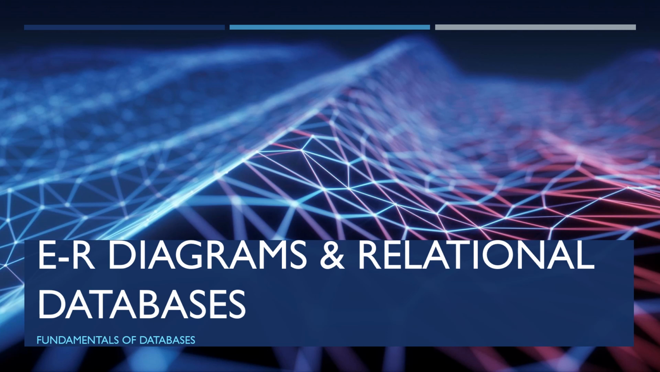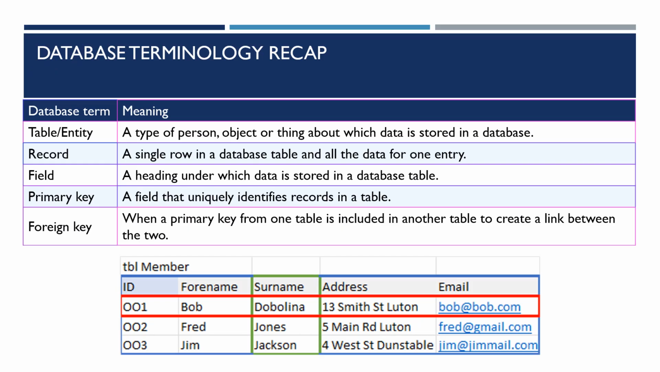This video will focus on entity relationship diagrams and relational databases. Let's just take a moment to do a quick recap of the terminology we learned when we were doing the GCSE unit on databases. An entity is a type of person, object or thing about which data is stored in a database. This data for an entity will be stored in a table.